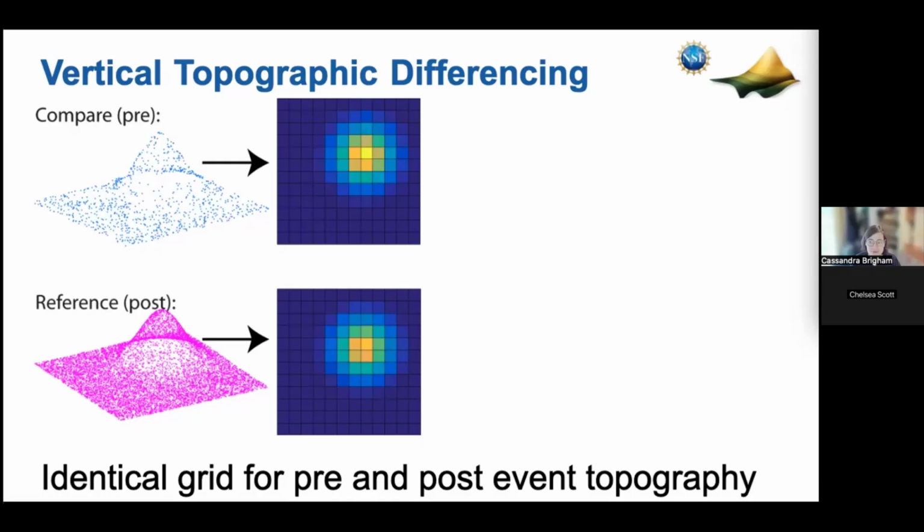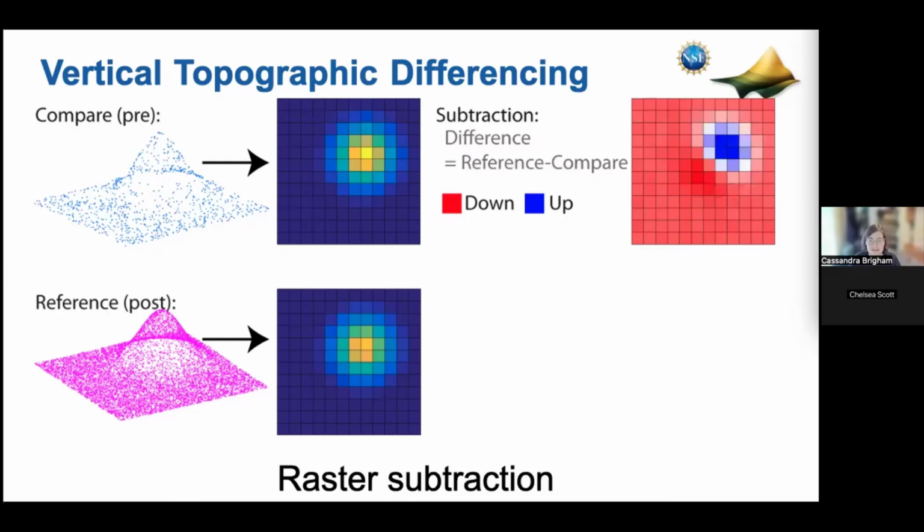The first point cloud shown in blue is the pre-event or compare point cloud. The second point cloud shown in pink is the post-event or the reference point cloud. We take the compare point cloud and grid it to a raster grid shown to the right. And then we take the reference point cloud and grid that to the same grid so that it has identical boundaries and resolution. The differencing comes in once we subtract those 2 gridded data sets. The difference is calculated by taking the reference and then subtracting the compare data set. And in all of the differencing results that I've shown today, we've used the convention that blue represents upward motion and red represents downward motion.